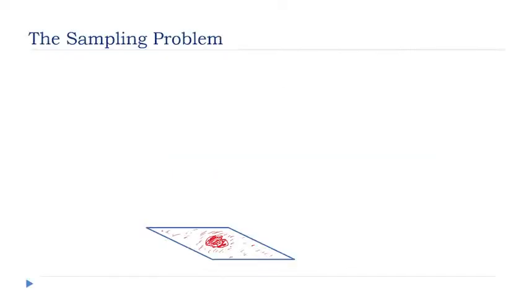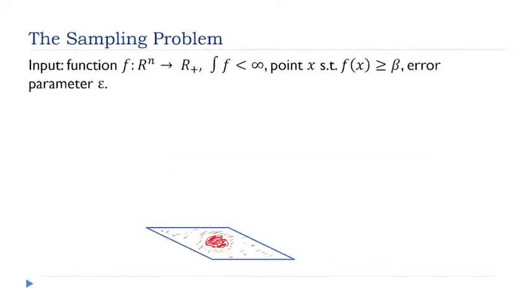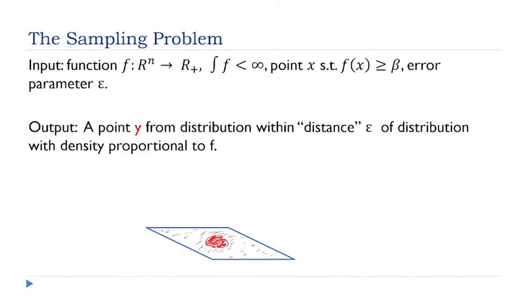Here's the basic problem. We have a function in n-dimensional space. It's integrable and, let's say, non-negative, and you have some non-trivial point, so the function has a lower bound, and you are given an error parameter. Your goal is to sample from the distribution whose density is proportional to f. So you have the ability to evaluate f, and you'd like to sample with density proportional to f.